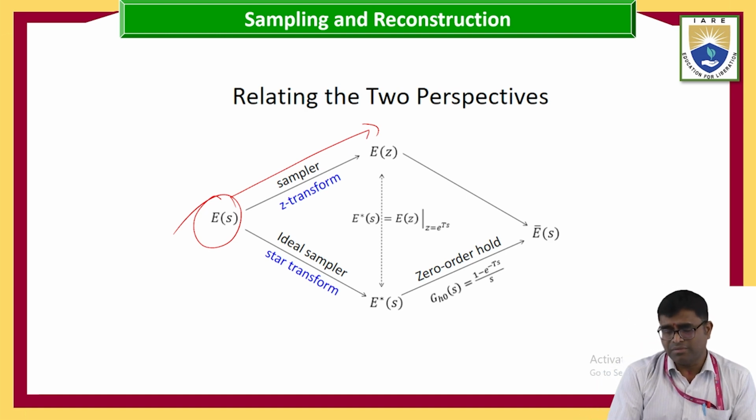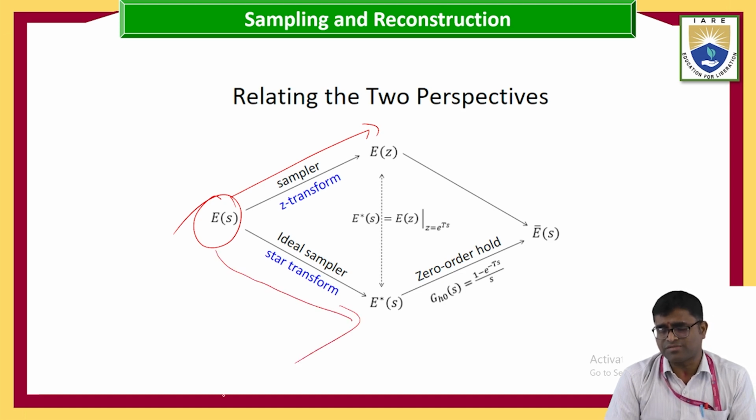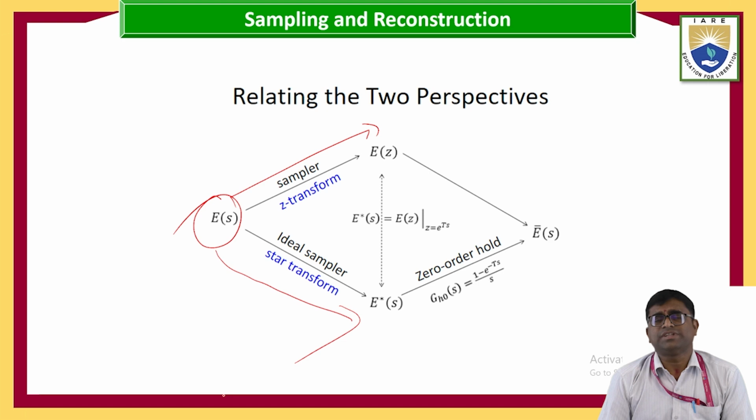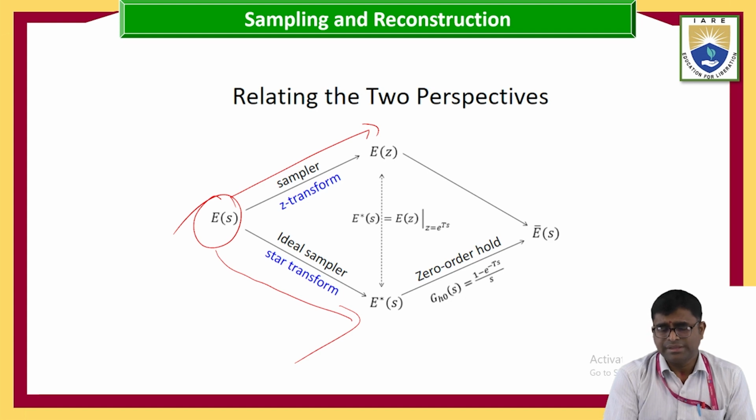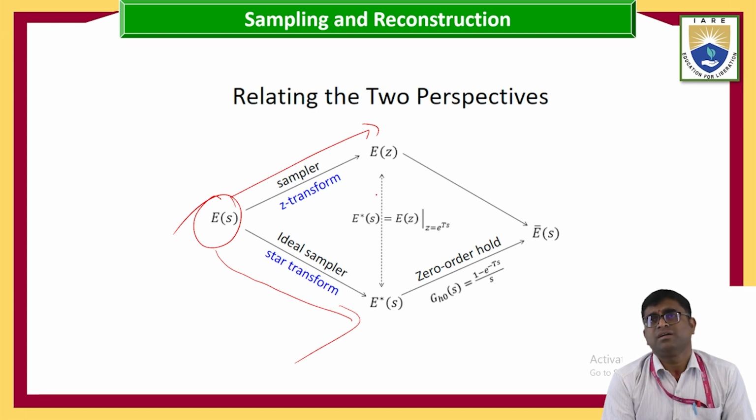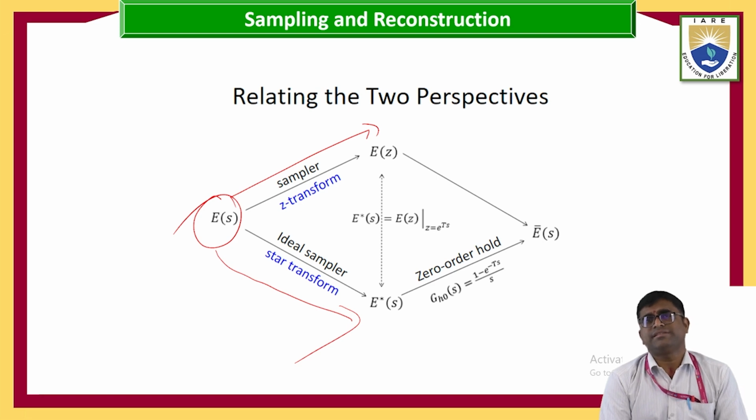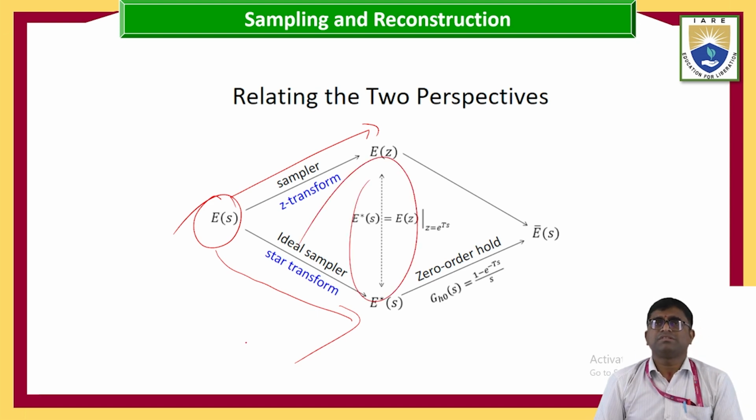Again, this E of s is going to take the star transform. Star transform is nothing but the ideal transform. After that, the E of z is going to be given to E of s and E of star, that is the ideal sampler output. The star conversion is going to the z devices. So what about this middle part?